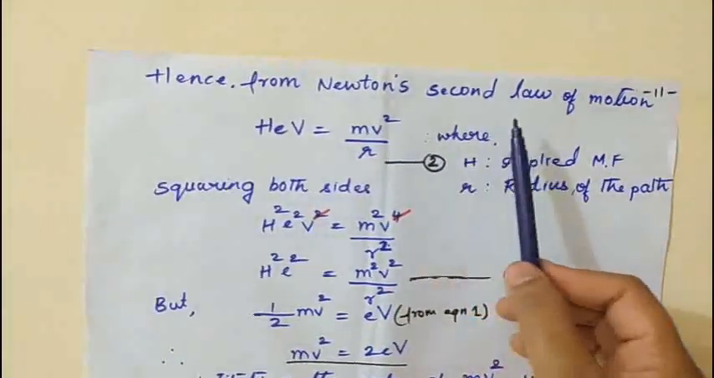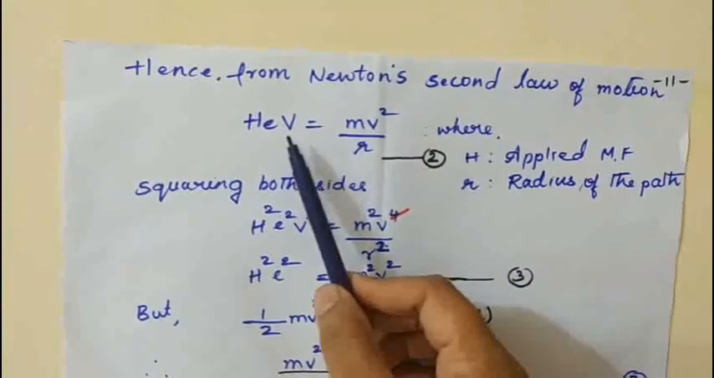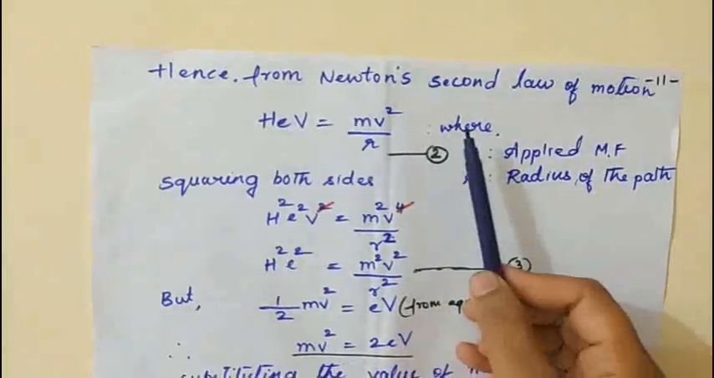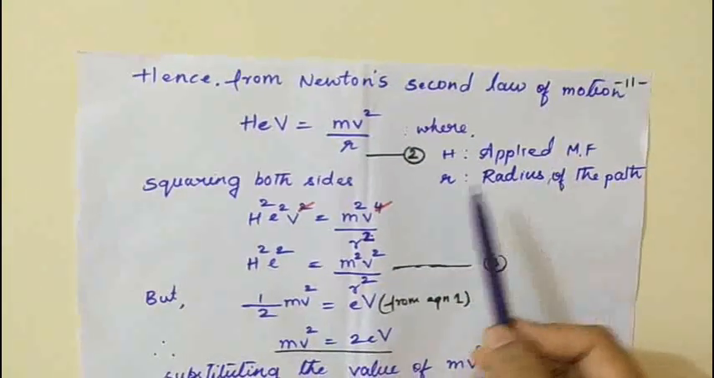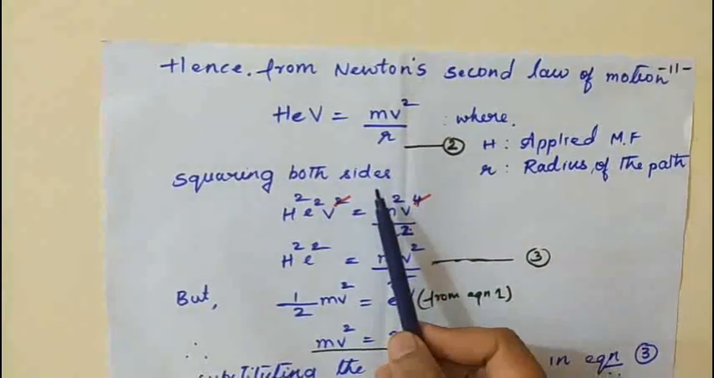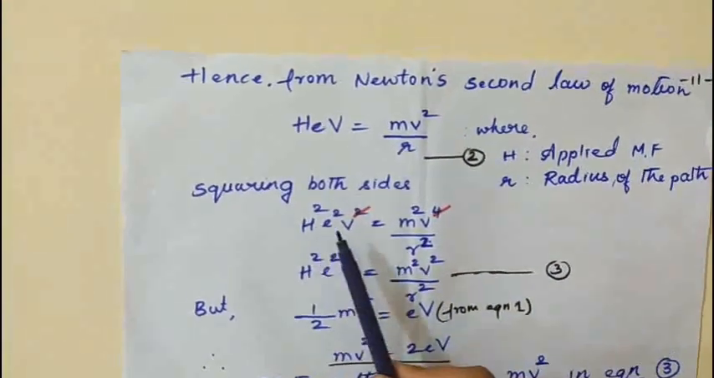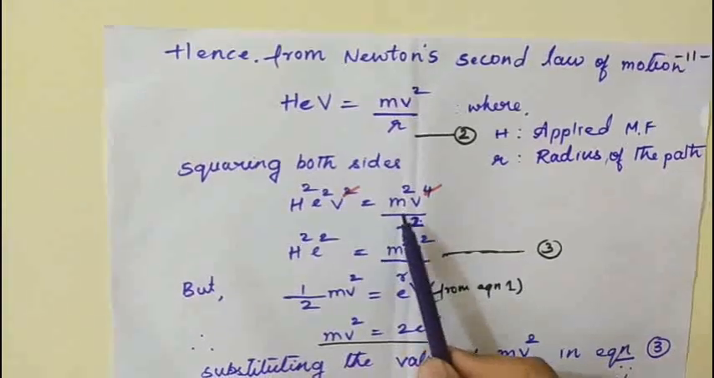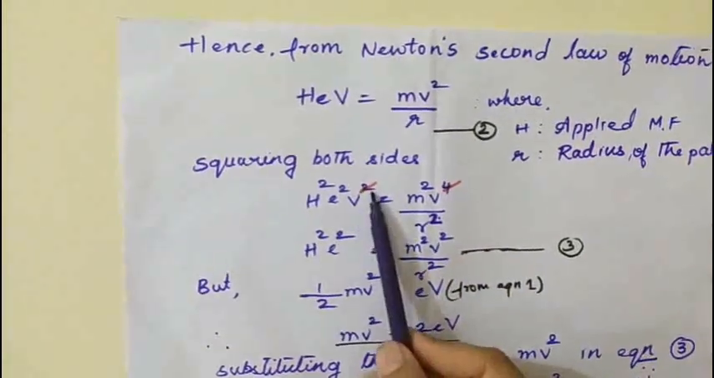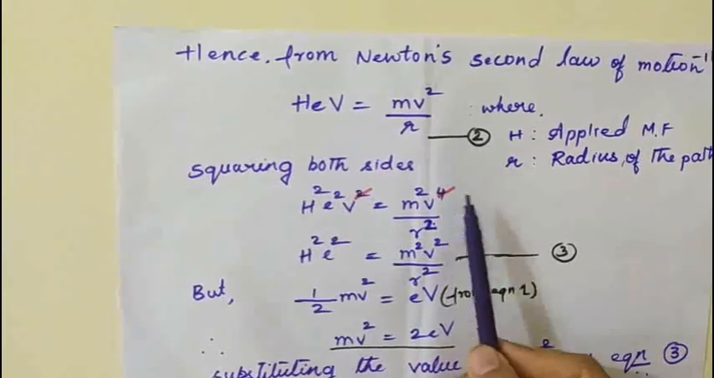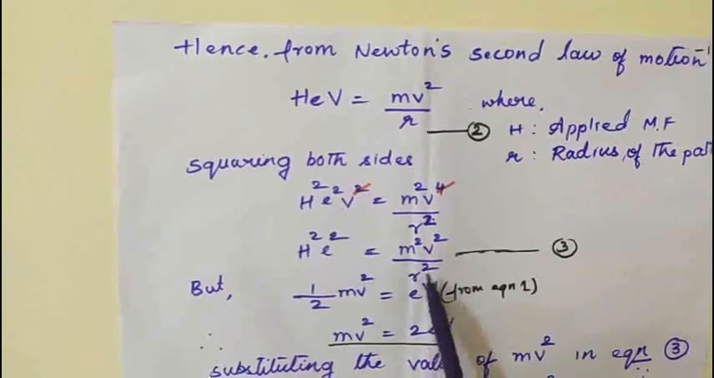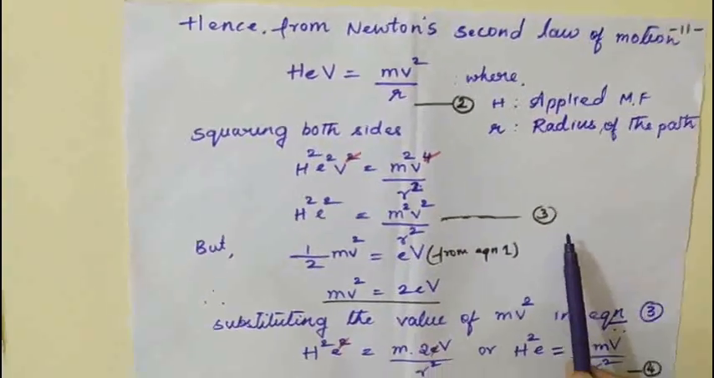Hence from Newton's second law of motion, HeV is equal to mv square divided by r, that is equation 2, where H is the applied magnetic field and r is the radius of the path. Then squaring both sides of equation 2, we have H square e square V square is equal to m square v to the power of 2 divided by r square. Now V square and v square cancel with each other. Then we have H square e square is equal to m square v square divided by r square. This is equation number 3.